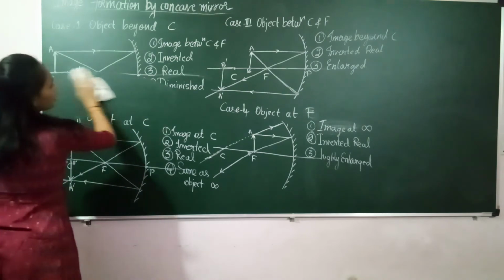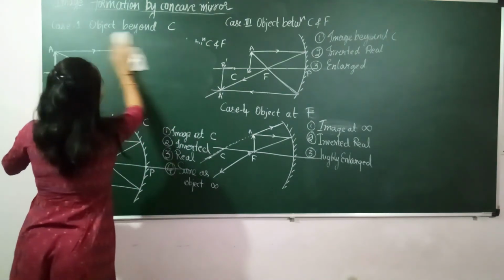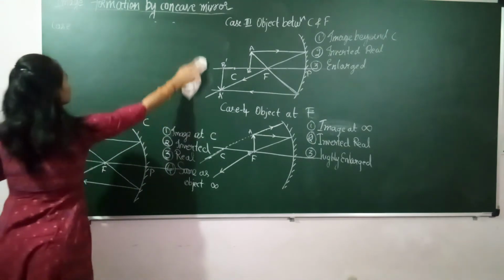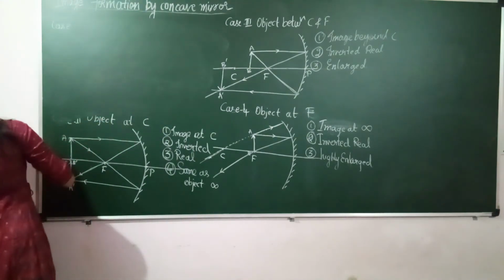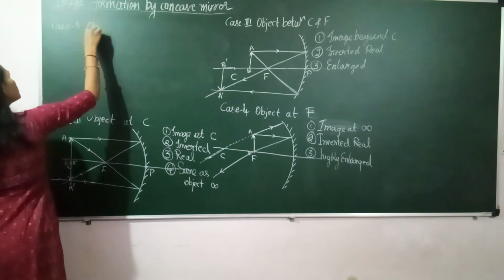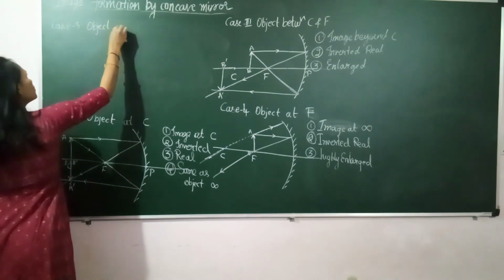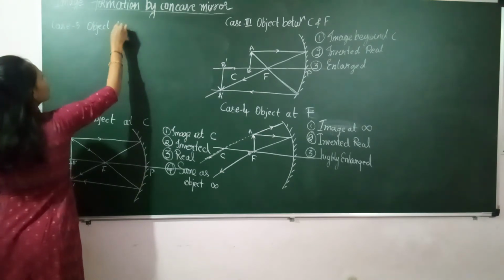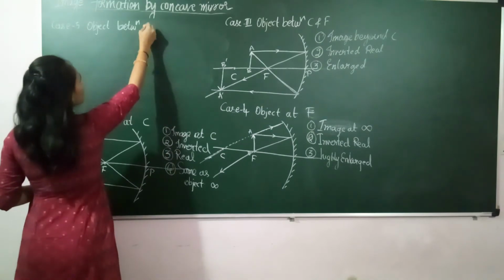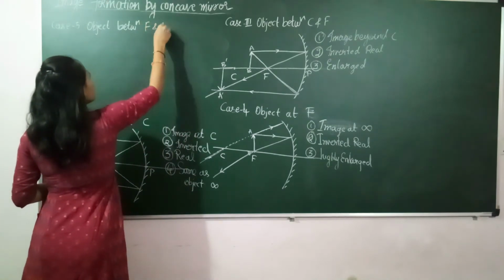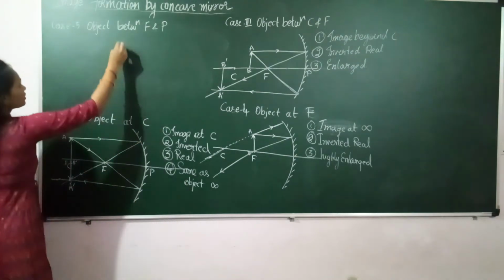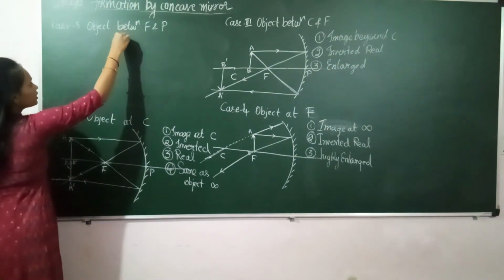So we will go for case 5. Object between F and P, meaning focus point and the pole. If we place the object there, how will we get the image?